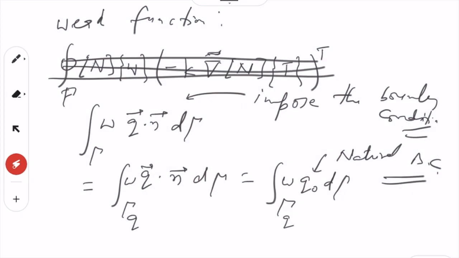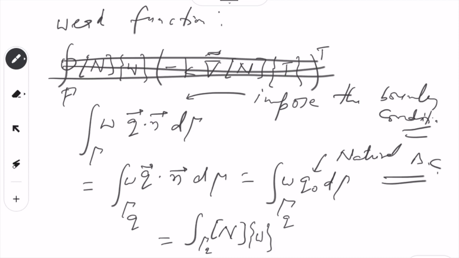Okay, so let us say the given points are the natural boundary condition, which is given like this. So actually we have to put the value of w here. We can put it as equal to, and w is nothing but the N vector multiplied by w vector, and then q naught d gamma, where q naught is given, this is prescribed on this boundary.